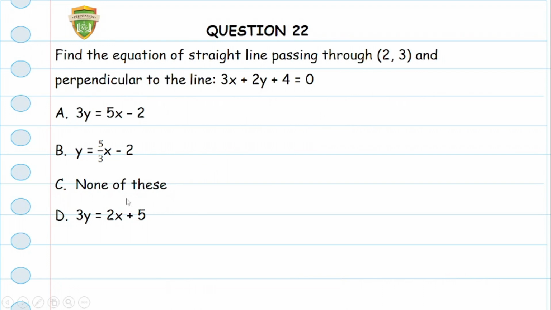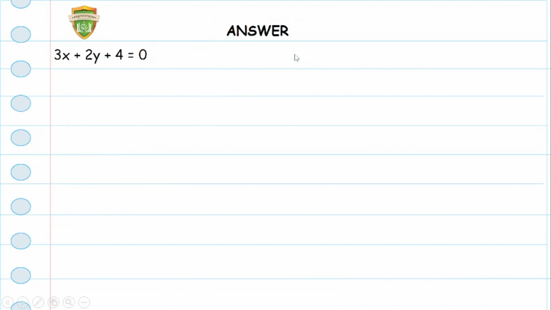Question 22 says we should find the equation of a straight line passing through the point 2, 3 and perpendicular to this line. The first thing we're going to do is rewrite this line. I want y to be the subject of the formula, so I take every other term to this side. They are positive here, but when they go across the equals sign, they become negative. And I divide through by 2 so that I have my y standing alone.